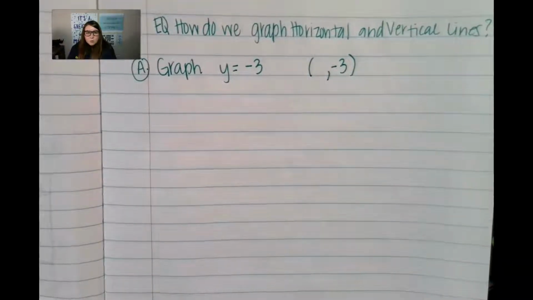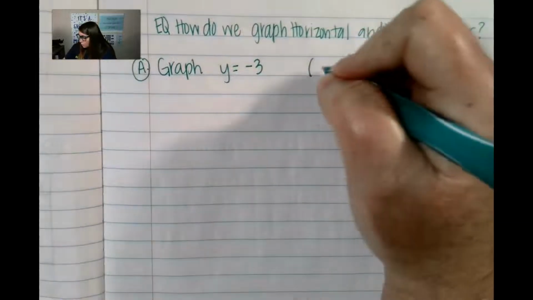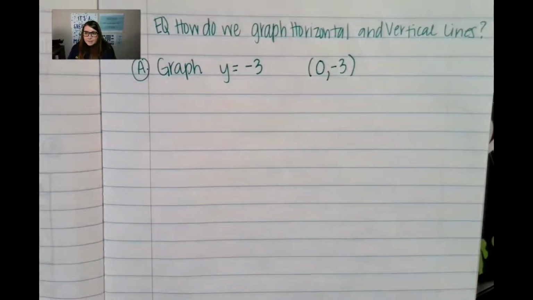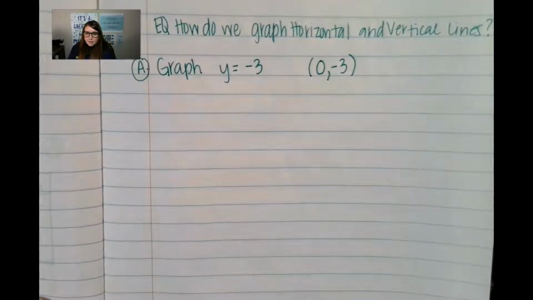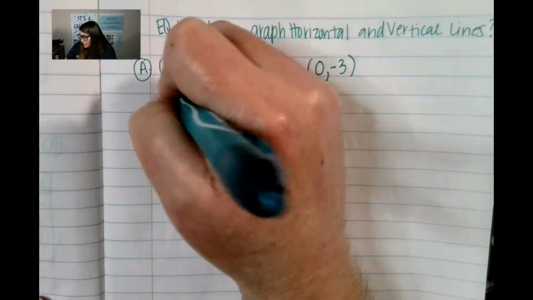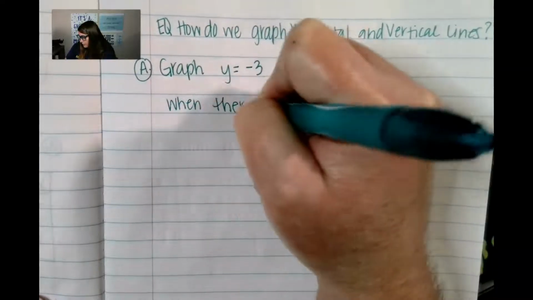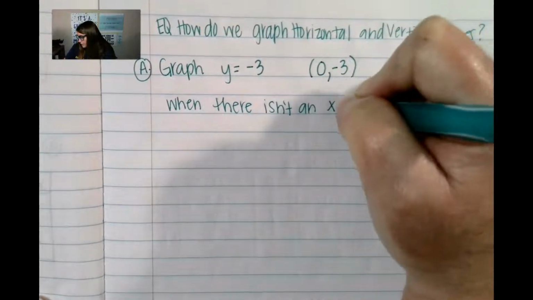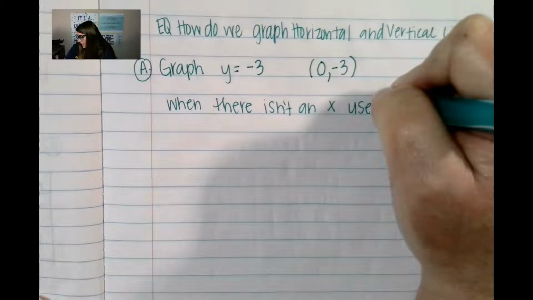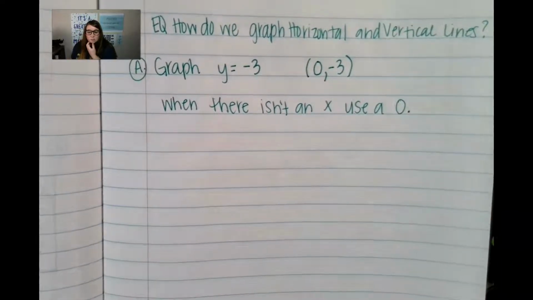Well, because we don't know what x is, and because this equation doesn't have an x, we're going to use a 0 as a placeholder for x. So when there isn't an x, use a 0. That's really important to remember.